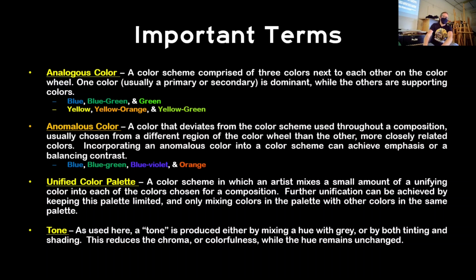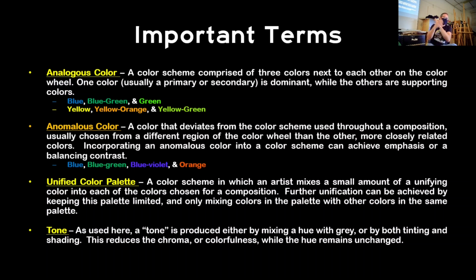So understanding things like analogous color. When we talk about analogous color, it's a color scheme that's comprised of 3 colors that are directly next to each other on the color wheel. One color, usually a primary or secondary, is dominant while the others are supporting colors. So something like blue, blue-green, and green, right? All those are right next to each other on the color wheel.